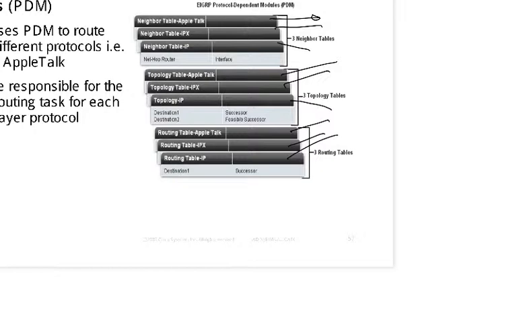But because of the fact that EIGRP deals with partial updates, deals with bounded updates, and so on, it needs to maintain all these complicated tables. Any question?